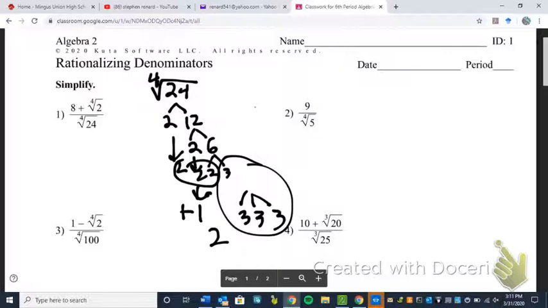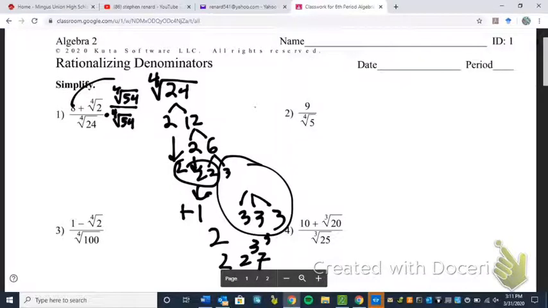So 3 times 3 times 3 is 27. 2 times 27 is 54. So we're multiplying this by the 4th root of 54. And what that gives us on the bottom is the 4th root of 2 times 2 times 2 times 2 times 3 times 3 times 3 times 3.